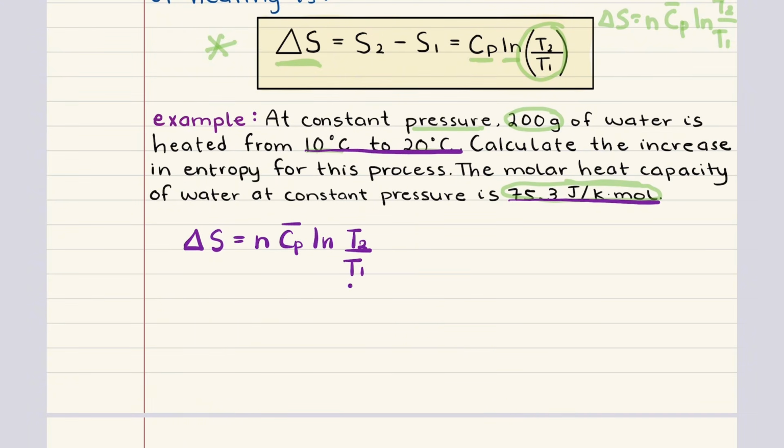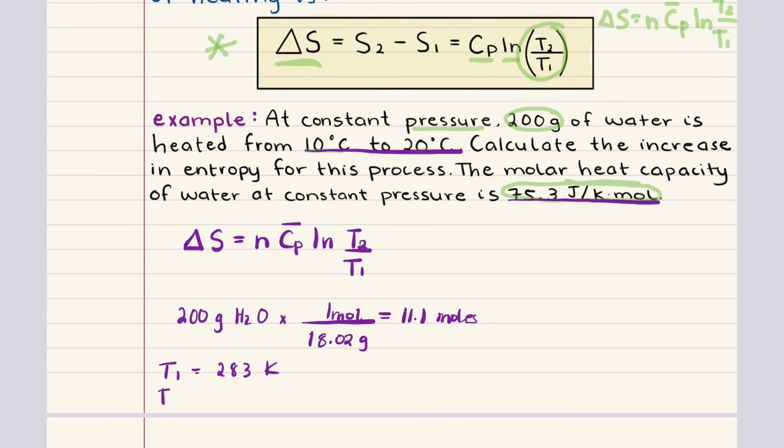From there, we need to figure out what the number of moles is from the information we're given. We have 200 grams of water. If we divide by the molar mass of water, which is about 18.02 grams per mole, we get 11.1 moles of water. We also want to convert temperature to Kelvin. 10 degrees Celsius is 283 Kelvin. 20 degrees Celsius is 293 Kelvin.